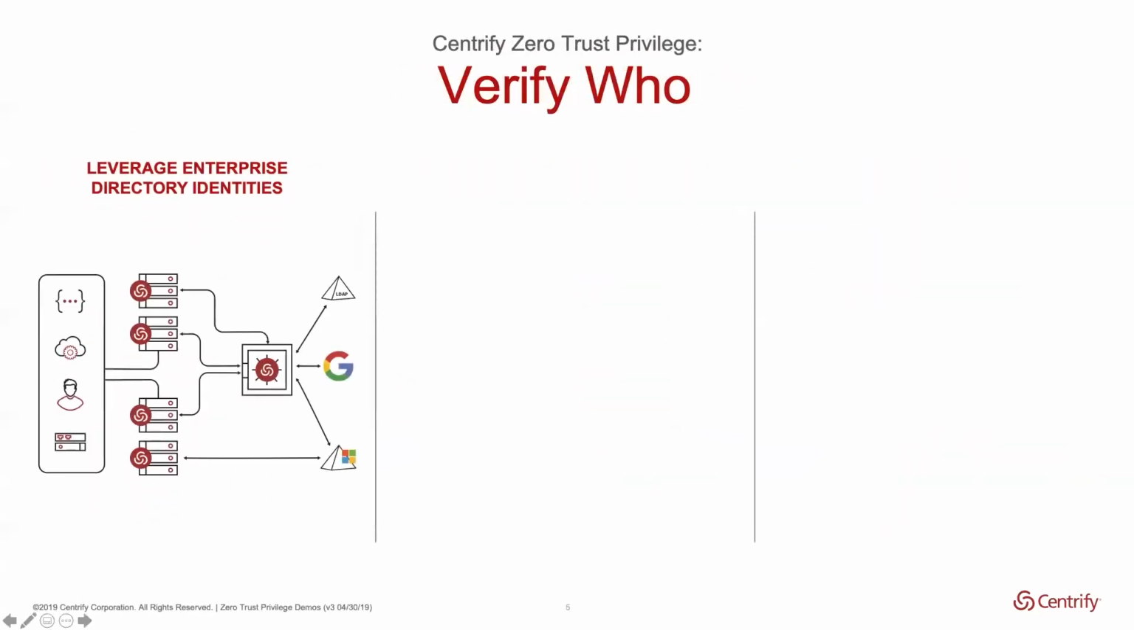We want to verify who. Right? As I mentioned, identities now include not only people, but also workloads and services and machines and microservices. This is one of the primary reasons to leverage existing enterprise directory identities, whether that's Active Directory or LDAP or Azure AD or Google Directory Services, whatever you have, or the multitude thereof, right? You might have multiple identity stores. Being able to centrally manage access to your systems from these disparate identity stores.